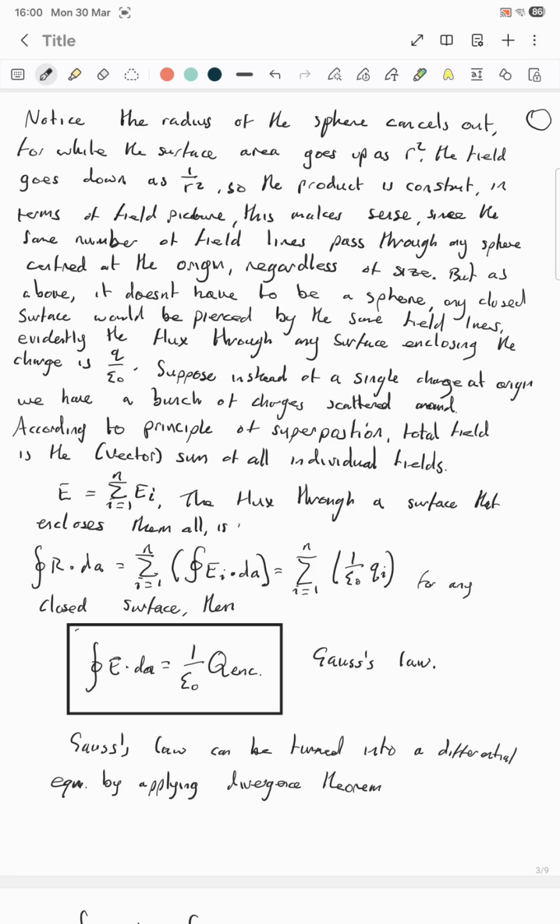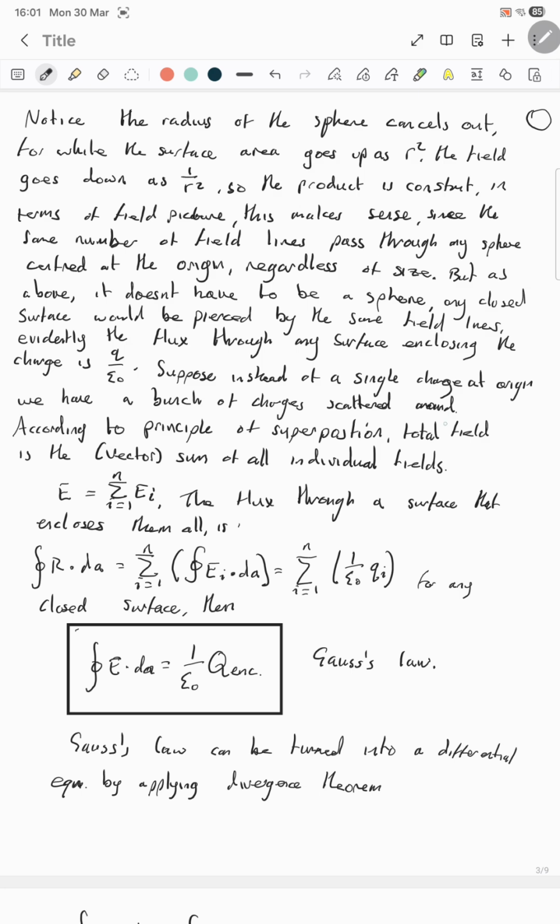So the product is constant. In terms of the field picture, this makes sense since the same number of field lines pass through any sphere centered at the origin regardless of size, but as above, it doesn't have to be a sphere. Any closed surface would be pierced by the same lines.